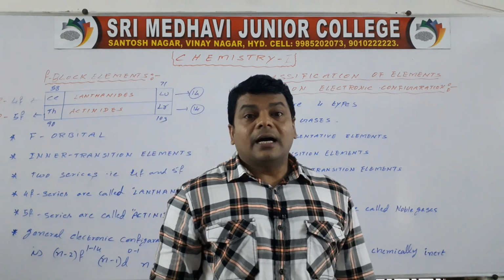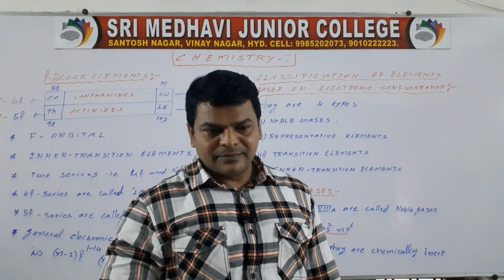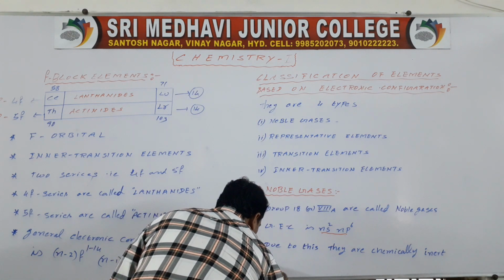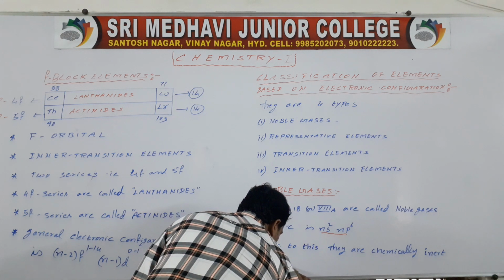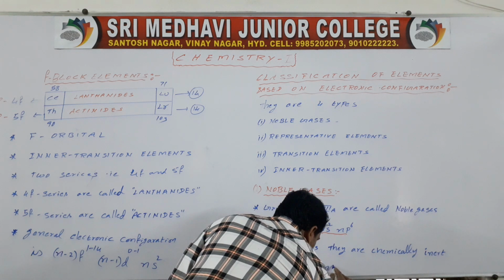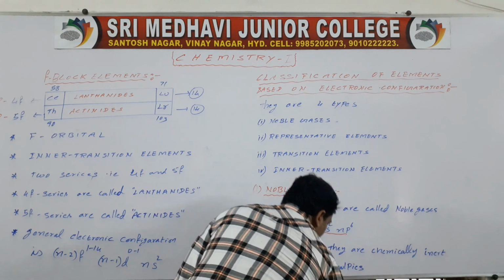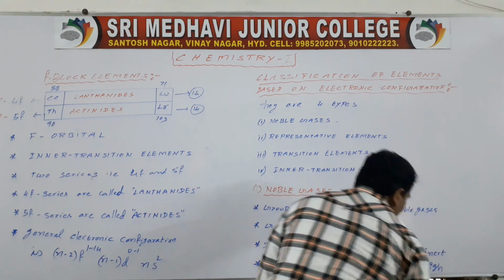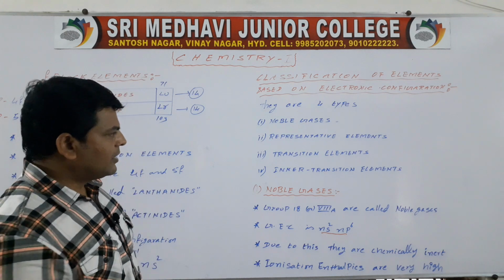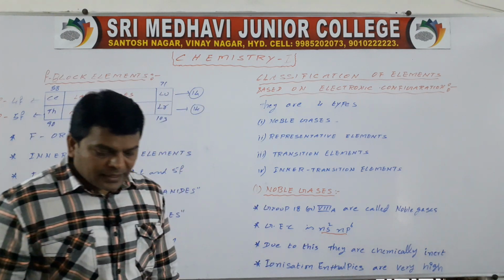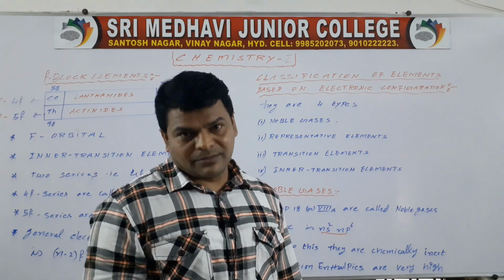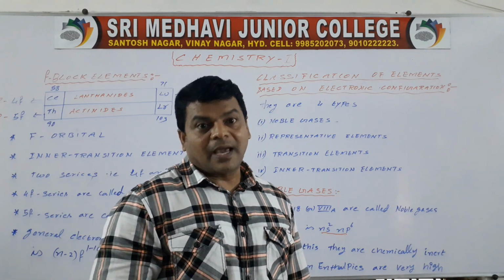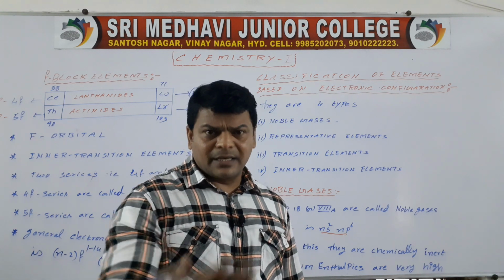Next, their ionization enthalpies are very high. Ionization enthalpies means removing an electron from their valence shell. Ionization enthalpies are very high. Okay. Next, electron gain enthalpies are 0. Electron gain enthalpies means gaining of electrons. The capability of gaining electrons is 0. That we are going to discuss briefly in the next classes.